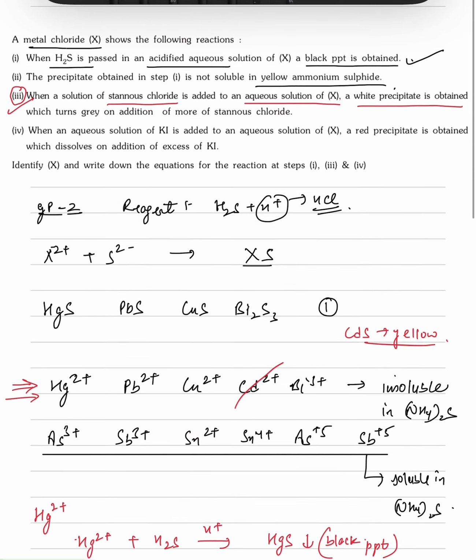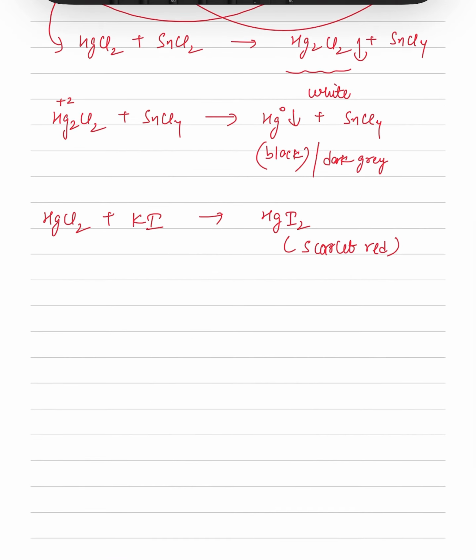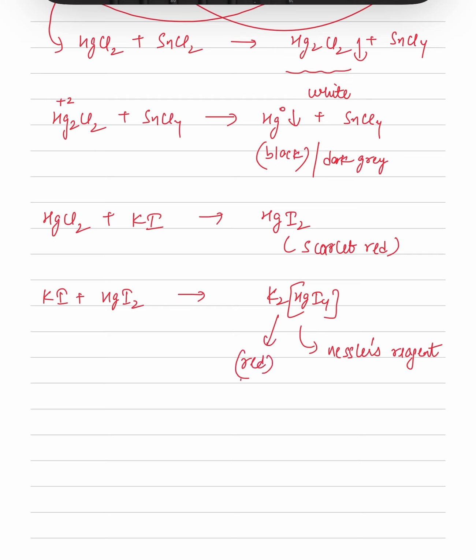What is the statement saying? A red precipitate is obtained. So yes, it is scarlet, which dissolves on the addition of excess of KI. So if I add excess of KI to the HgI2 formed, what will I get? We will get K2HgI4. It is a complex, a very famous and important one, which is also called Nessler's reagent. And its color is brownish red.